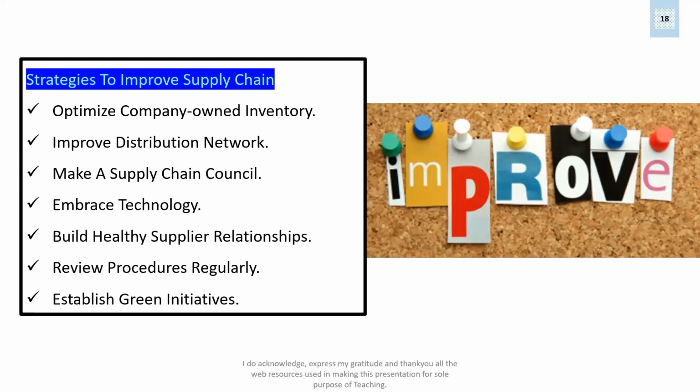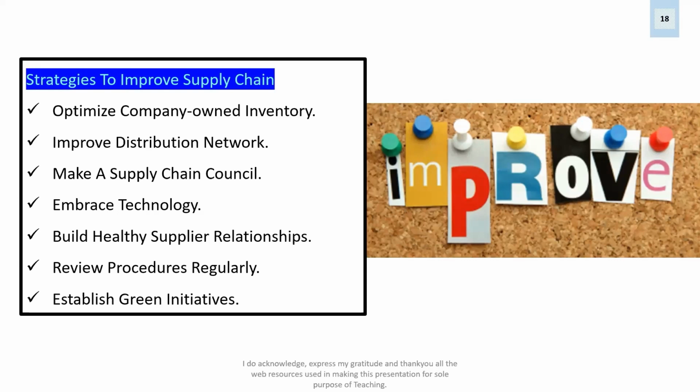Make a supply chain council. Yeah, that's a very important point. Make all the key players of each location, each group, each segment a part of the main supply chain council, who know the KPIs of others and who know their own KPIs. Induction of technology is very important. Build healthy supplier relationship, win-win situation. That makes the whole supply chain light.